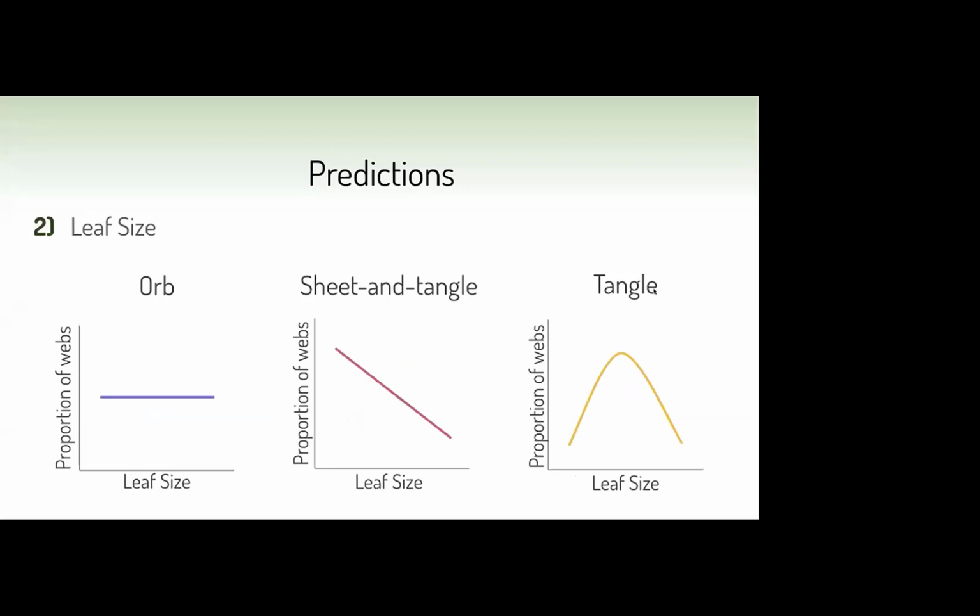And finally, for tangle webs, we predicted that these would be found in relatively highest proportions in areas with moderate-sized leaves, as they require leaves to be large enough to hold the entire area of the tangle, but leaves that are too big may present some challenges to the integrity of their webs.